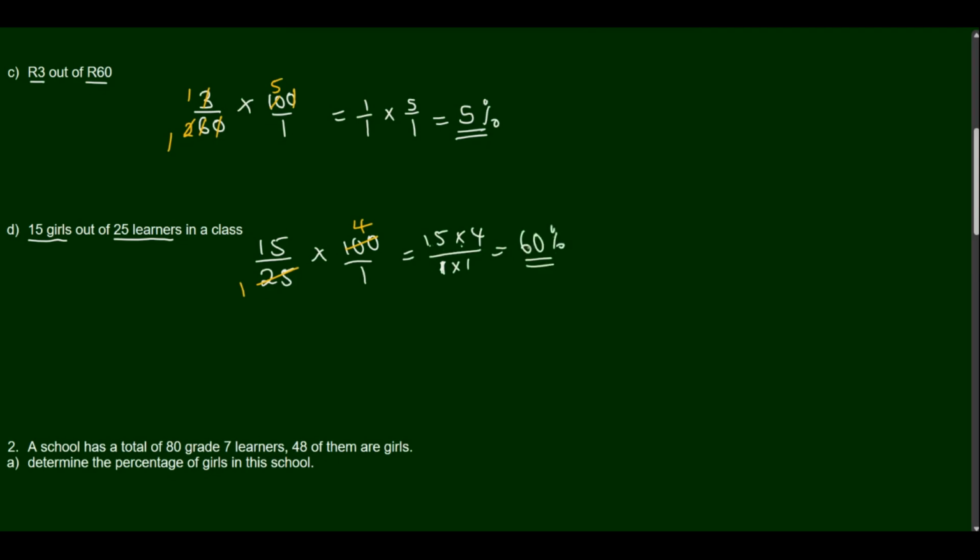So the percentage of girls in this class is 60%. What would be the percentage of boys? Let me ask that question. If the percentage of girls is 60%, what would be the percentage of boys? The whole class is 100%. Now to calculate the percentage of boys, you say 100% minus 60%. That will give you 40%. Okay, so this will be for boys. But our answer for this question is 60%.